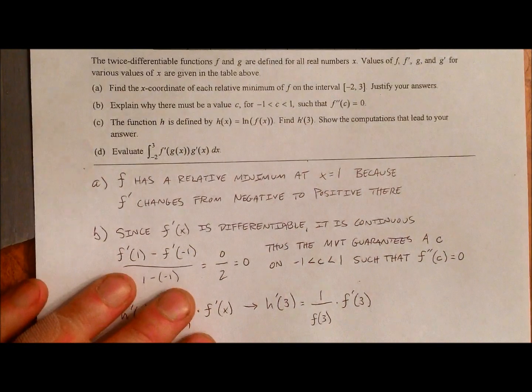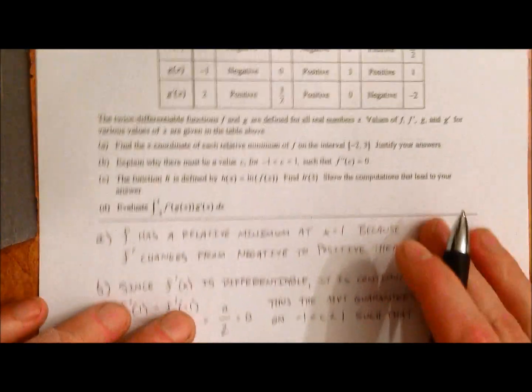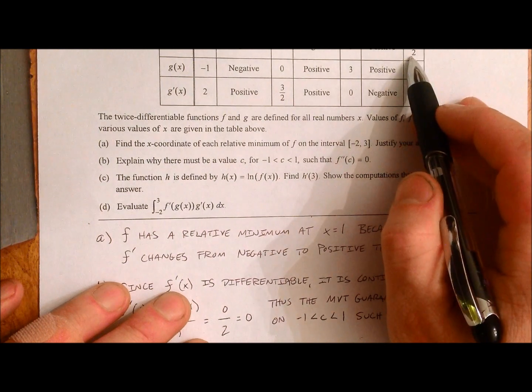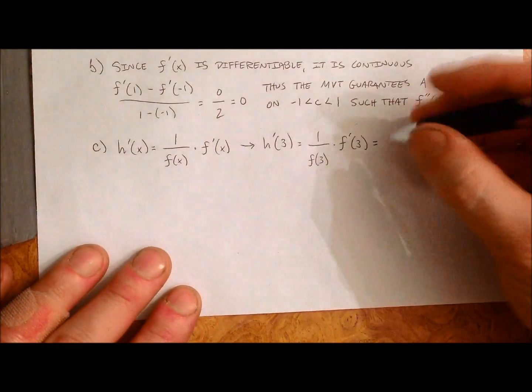I look to the table for my answers. So f of 3 is 7. And f prime of 3 is a half.